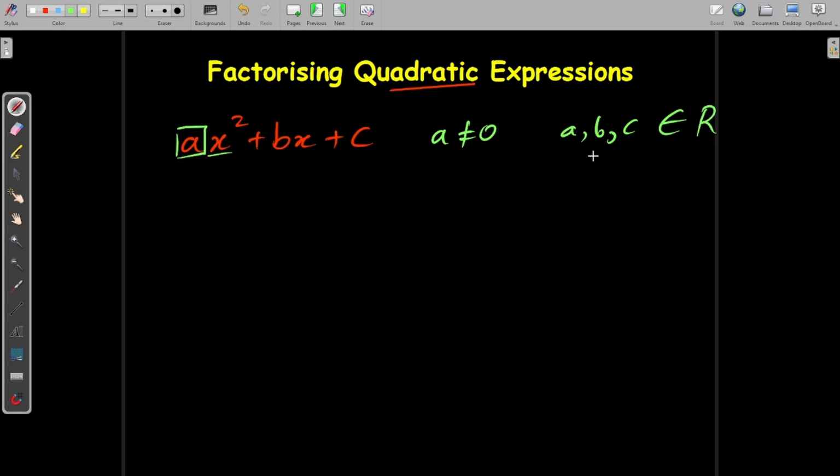So what are the real numbers? Usually real numbers are any positive numbers, any negative numbers, any fractional values, or any surds that you know of. Mostly what are not real numbers are the square roots of negative numbers, but for this scope you might not have gone through that. You can assume any number that you know so far can be these a, b, c.